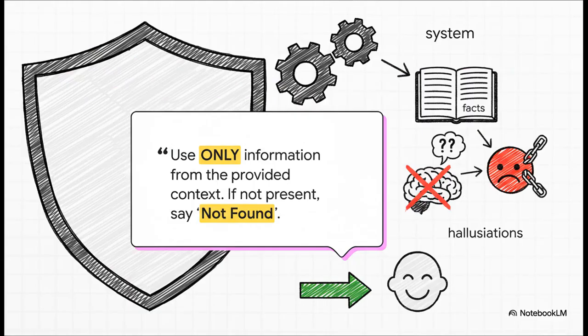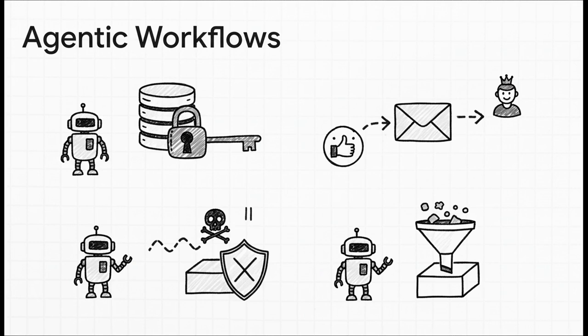Now check this out. This is one of the most powerful guardrails there is for accuracy. This simple instruction, especially when you pair it with a retrieval-augmented generation system, or RAG, it just crushes hallucinations by forcing the model to stick to the facts you've already given it. No making stuff up. Now, when an AI can actually do things, like run code or send emails, the stakes get way, way higher. And this is where agentic guardrails become completely non-negotiable.